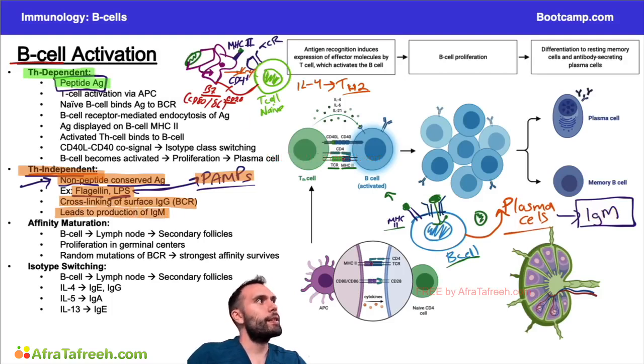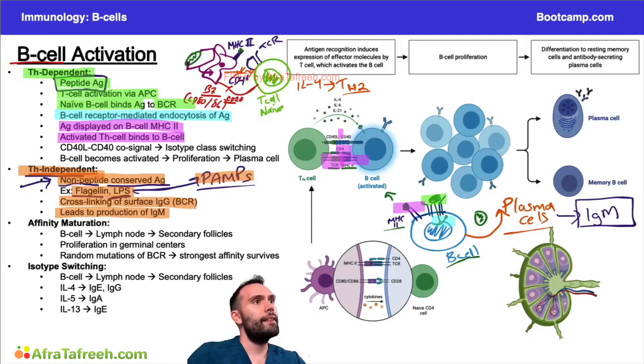The T helper dependent response involves T cell activation via an antigen presenting cell. That naive B cell is going to bind its antigen to the B cell receptor. That's what we just said here. So antigen binds to the B cell receptor. That's the step. Then the B cell receptor has mediated endocytosis of the antigen. That's the step, right? It internalizes that antigen. Then the next step would be to display that antigen on the MHC2 receptor, which we can see here. So we found the antigen bound to our immunoglobulin, we internalized it, and then we presented on MHC2, and there you can see it right there, bound to MHC2, binding to a CD4 receptor, right? Activated T helper cell binds to that B cell using a T cell receptor and CD4 positive co-receptor.